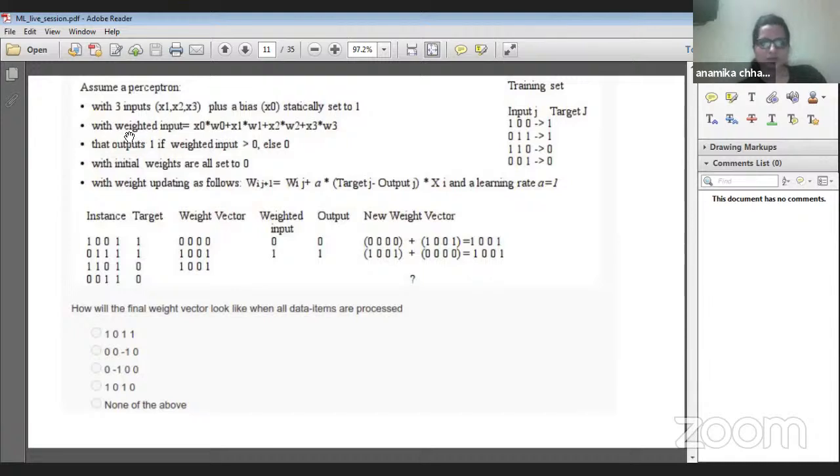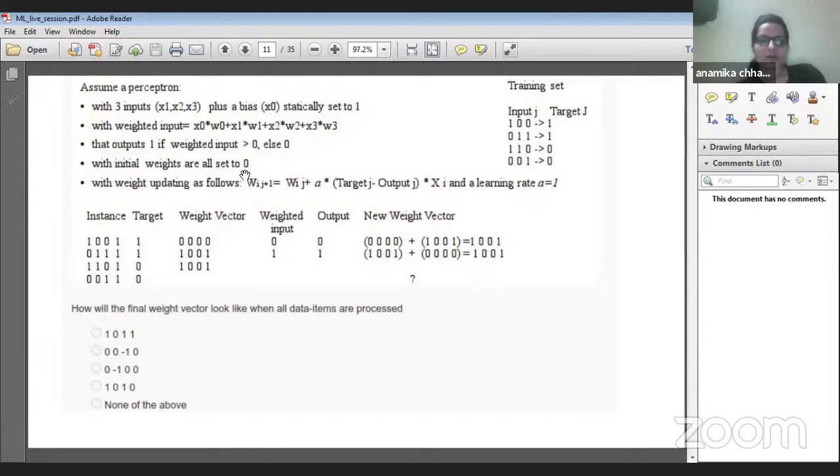So what we are going to do is compute the weighted input as we did before: x0 into w0 plus x1 into w1 up to x3 into w3. Here x0 into w0 is actually the bias. x0 is the bias, w0 is the weight of that bias. You first have to read the question because it will tell us what sort of activation function you're supposed to use. So that outputs 1 if weighted input is greater than 0, otherwise 0. That's the activation function over here, if you didn't note. We will use it in a while.